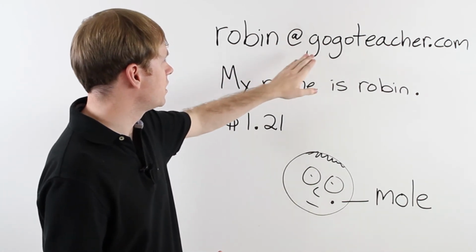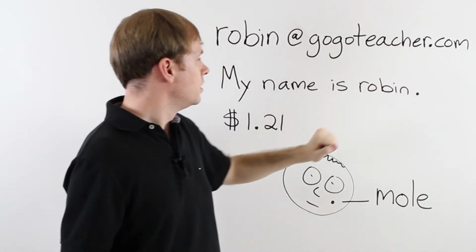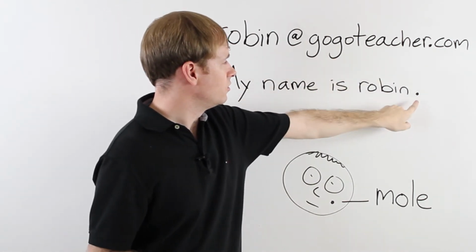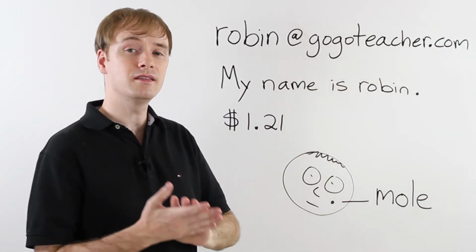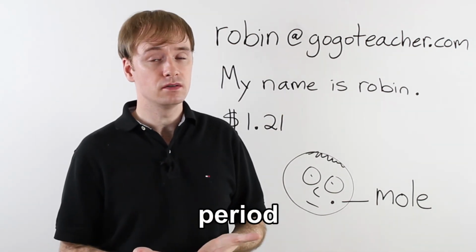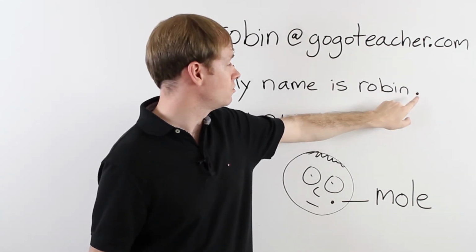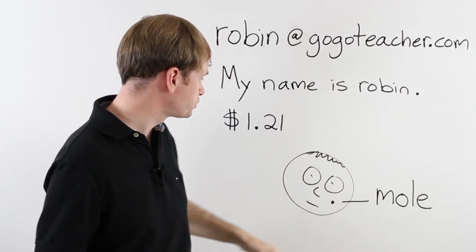So robin@gogoteacher.com. Now here is a sentence, and we have another point, okay? In the sentence, this is called a period, okay? This is a dot, this is a period. Okay, so we call that a period.